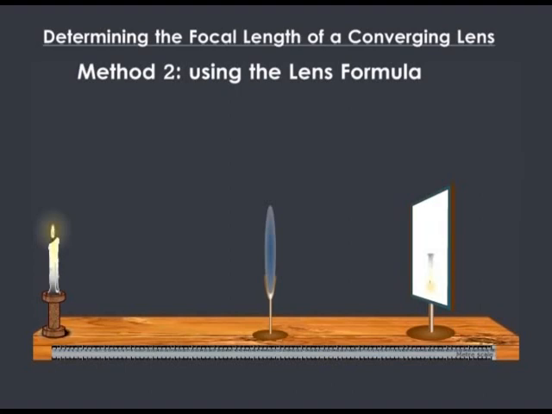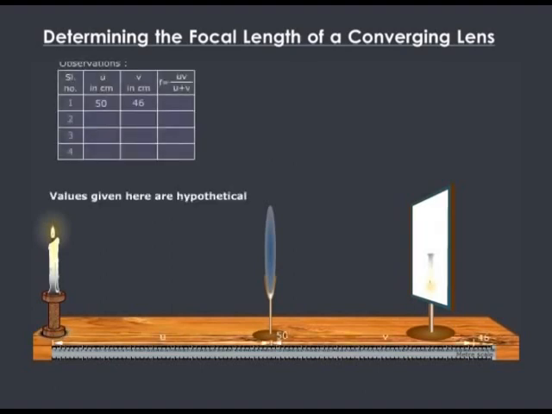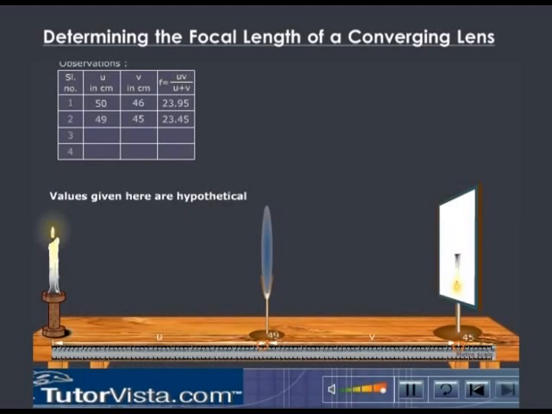Measure and record the distance between the lens and the object, and also the distance between the screen and the lens. Repeat the experiment by changing the positions of the lens and then the screen until a sharp, well-defined image of the candle is formed on the screen. The focal length can be determined using the lens formula.